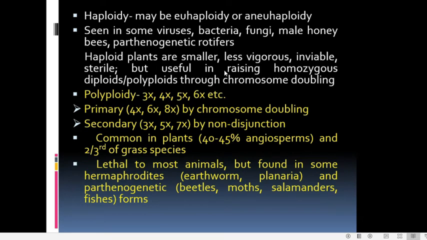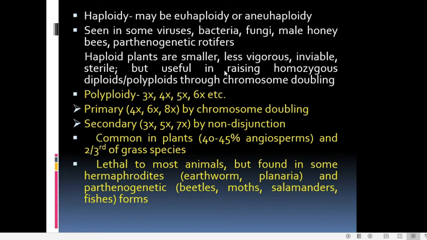Then we come to polyploidy. Polyploidy is the presence of multiple numbers of chromosome sets in the somatic cells of organisms. So, it can be 3x, which is called triploid condition, 4x is tetraploid, 5x is pentaploid, 6x is hexaploid, like that. And polyploidy can be divided into primary and secondary.